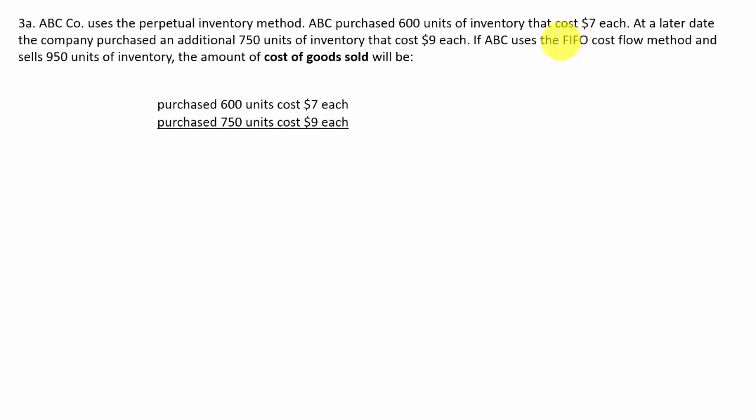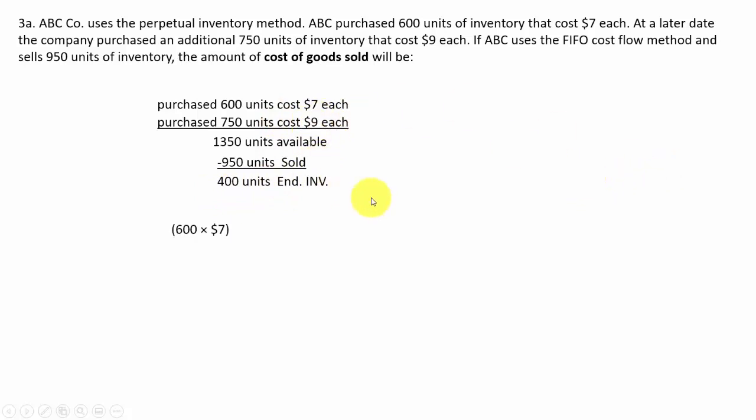So if they sold 950 units, they'd sell all of these 600 units, and they would sell another 350 of these units. So we have 1,350 units available, and we sell 950 of them, and so we end up with 400 in our ending inventory, and that 400 comes from the batch that we paid $9 for.